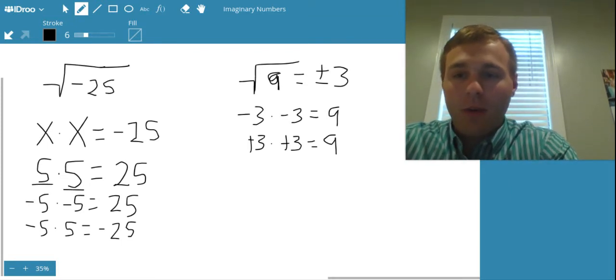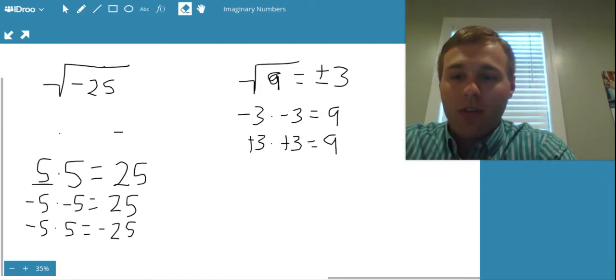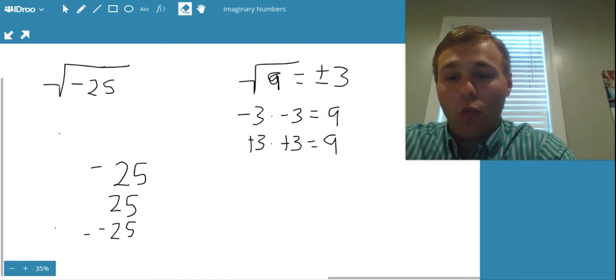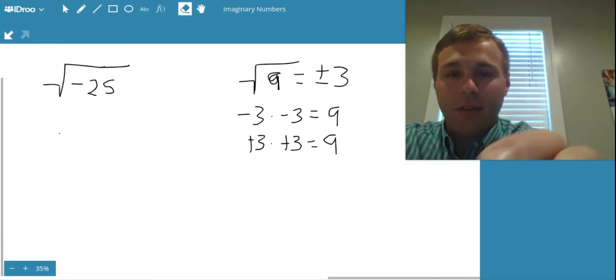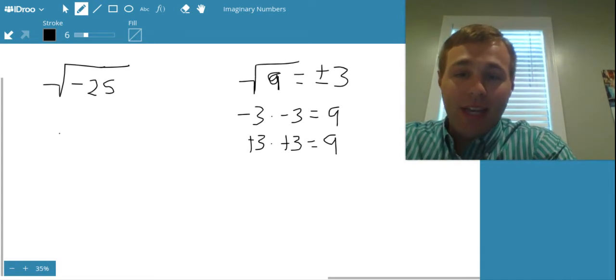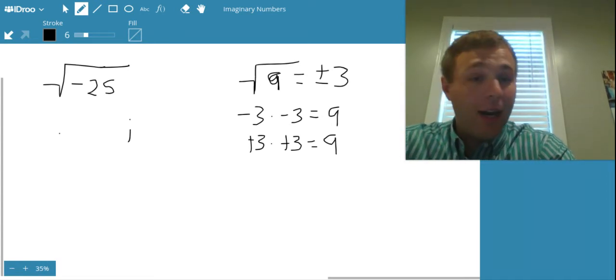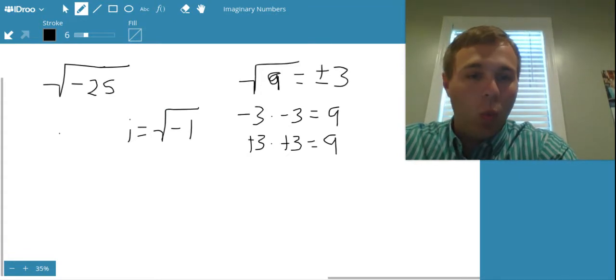In order to solve this, let me erase some stuff on the board. Mathematicians have come up with what they call imaginary numbers. These are not real numbers, they are imaginary numbers. And once I erase this board, I'll go back to the pen. An imaginary number is i. i represents an imaginary number, and i equals the square root of negative 1.